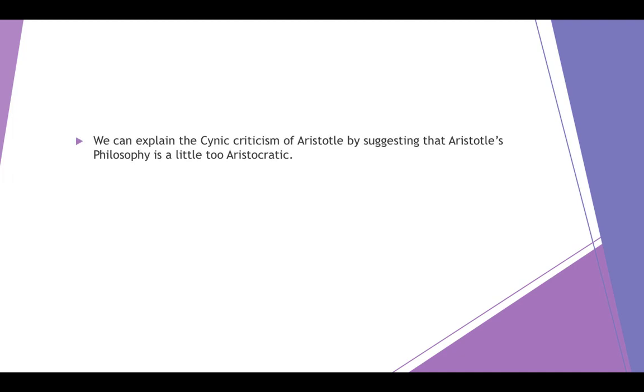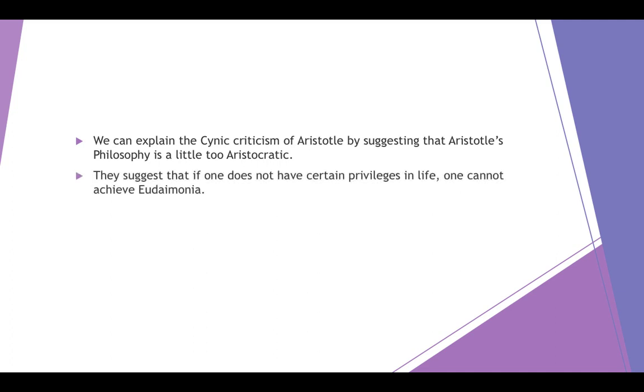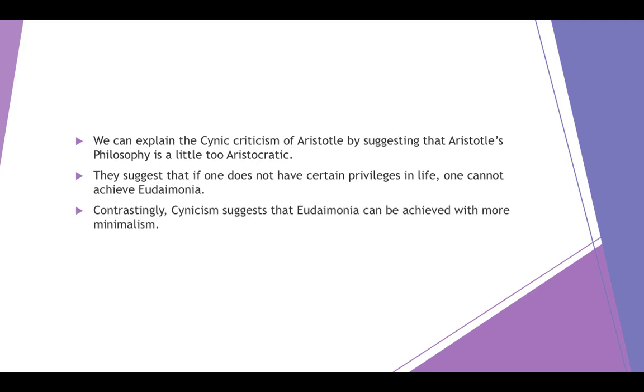We can explain the Cynic criticism of Aristotle by suggesting that Aristotle's philosophy was a bit too aristocratic, which is what the Cynics argued. They suggest that if one doesn't have certain privileges, one cannot achieve eudaimonia. This was the Aristotelian view. And the Cynics disagreed with this idea and suggested that eudaimonia can be achieved with more minimalism, discarding material value and material wealth, because that isn't actually part of eudaimonia. You don't need that. And in fact, to positively avoid it is what's going to get you to achieve this end.